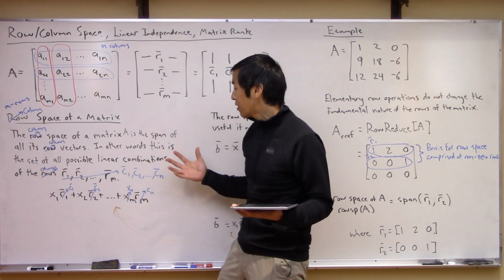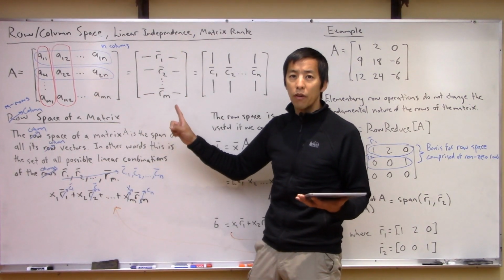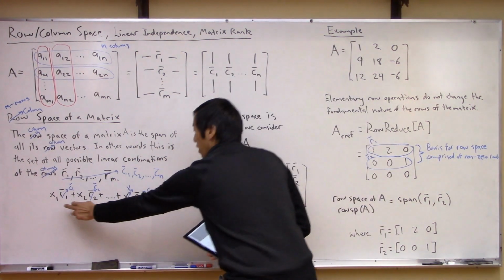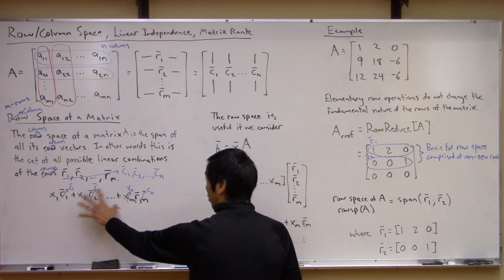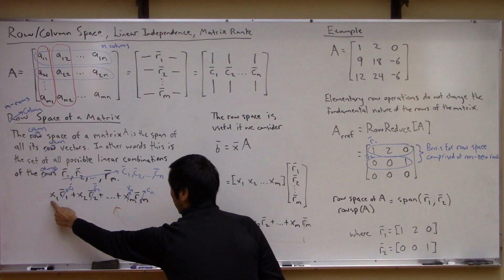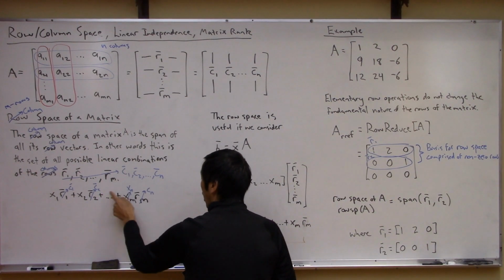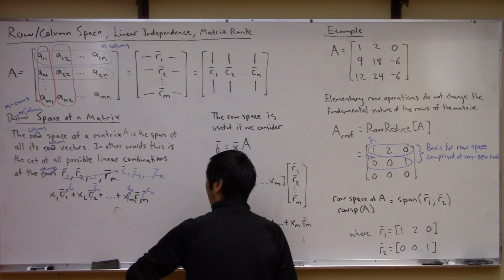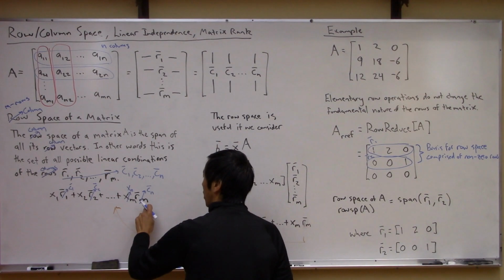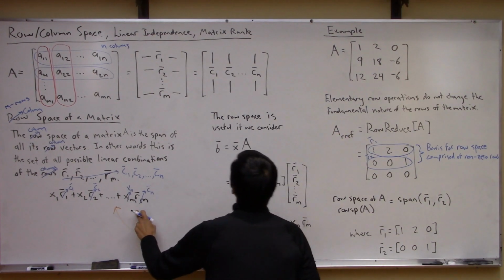So in other words, it's just the set of all linear combinations of the columns of the matrix A. So now we're looking at C1, C2, Cn. And again, I apologize, it got a little bit out of hand here, but all we're doing is taking the first column, multiplying by some coefficient, and then adding the second column multiplied by some coefficient, all the way to the nth column multiplied by some coefficient xn. So this is the linear combination of all of the columns of the matrix A.